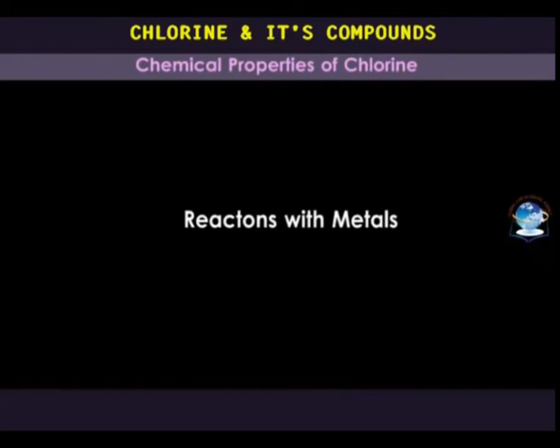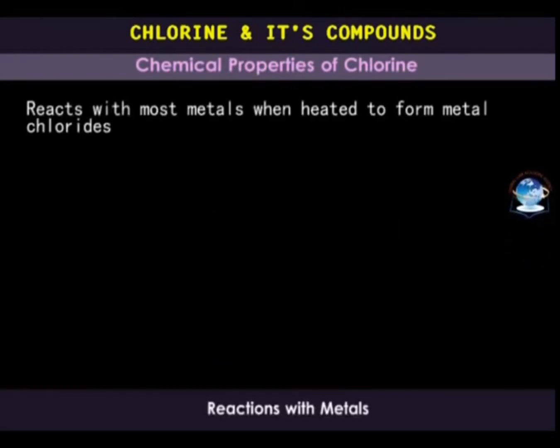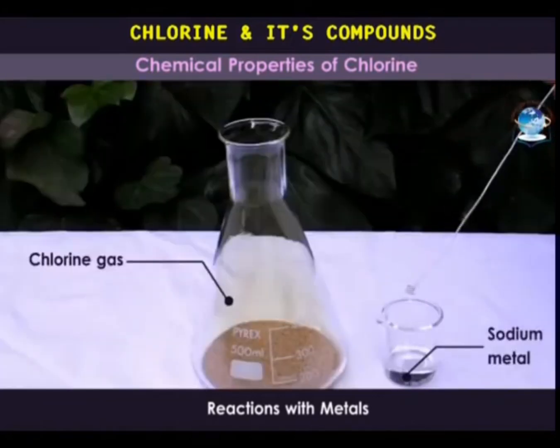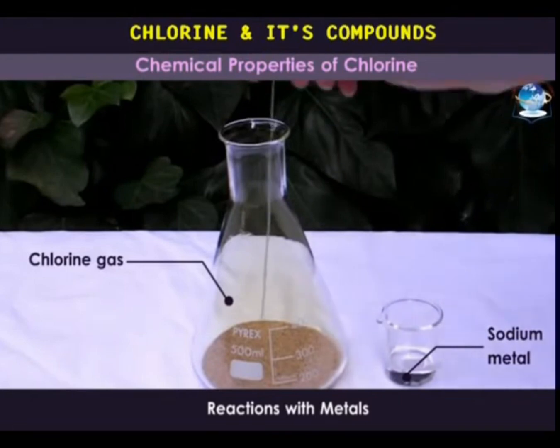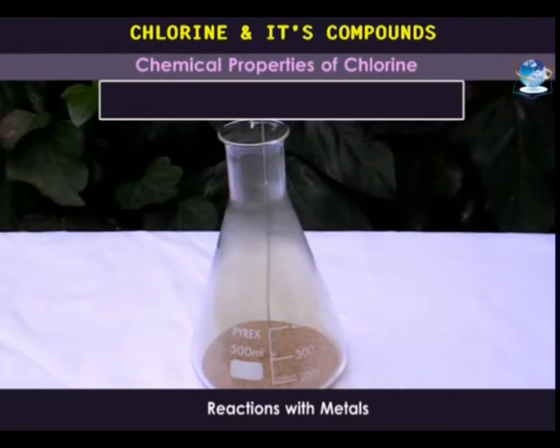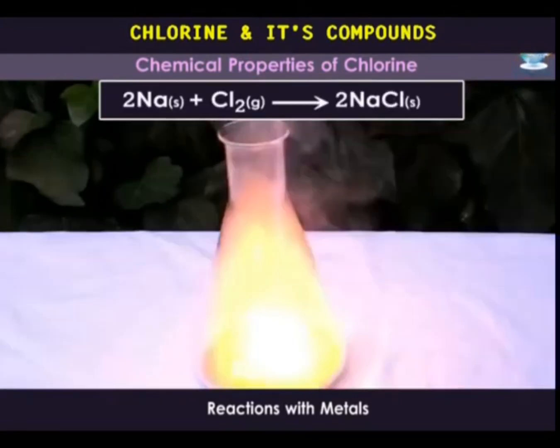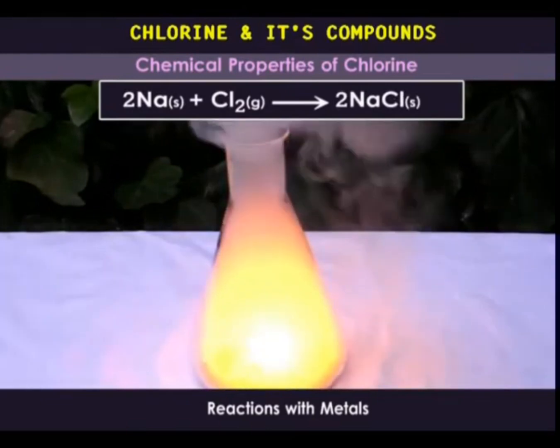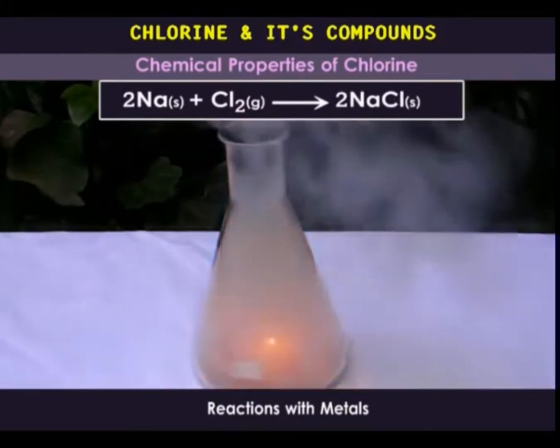Reaction with metals. Chlorine reacts with most metals when heated to form metal chlorides. A heated sodium explodes into red-brown fumes in a flask containing chlorine to form sodium chloride. When heated magnesium is used, magnesium chloride is formed.